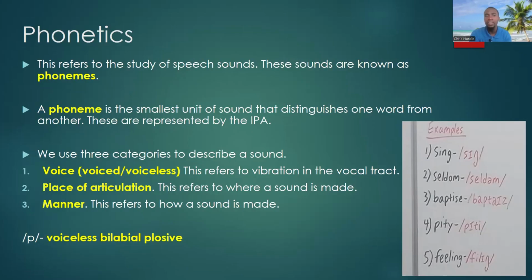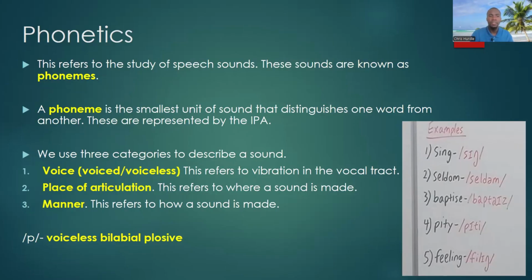As I said, phonetics deals with the physical properties of speech. Moving on to elaborate on that, we use three categories to describe a sound. We determine whether it is voiced or voiceless, which refers to whether there's vibration in the vocal tract. We have place of articulation, which refers to where a sound is made. And manner, which refers to how it is made, how it is produced.